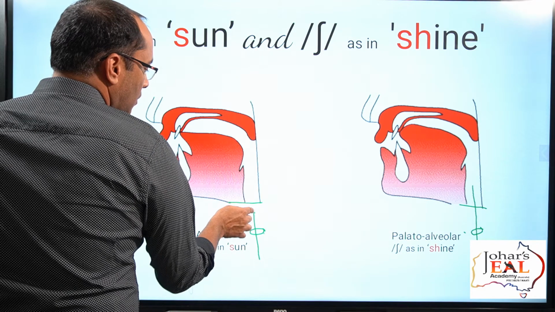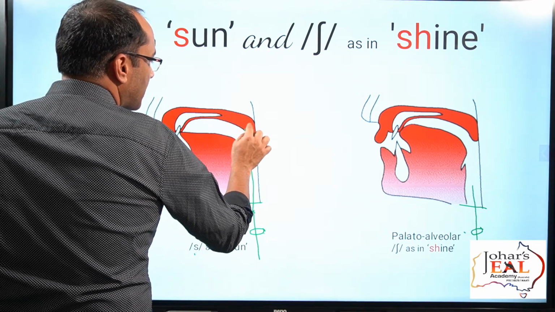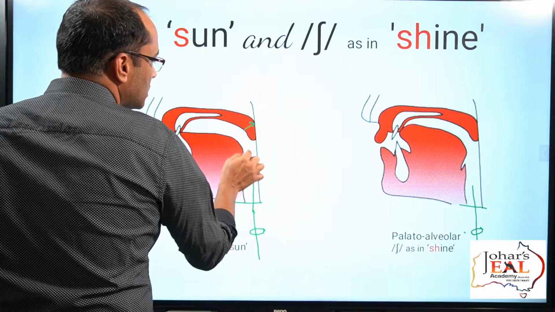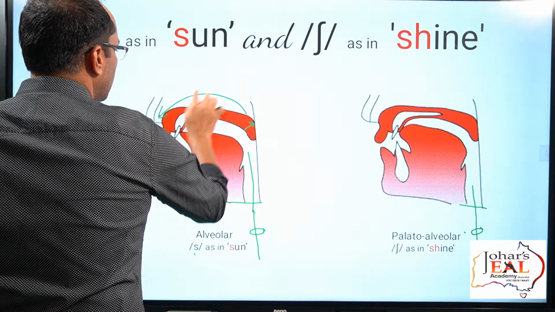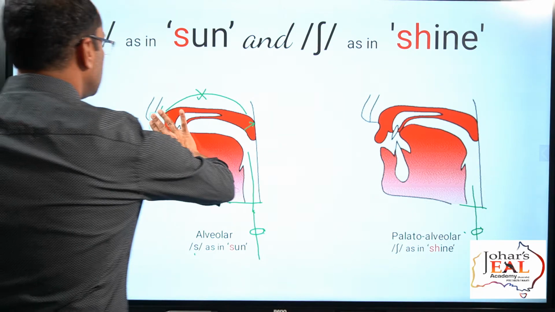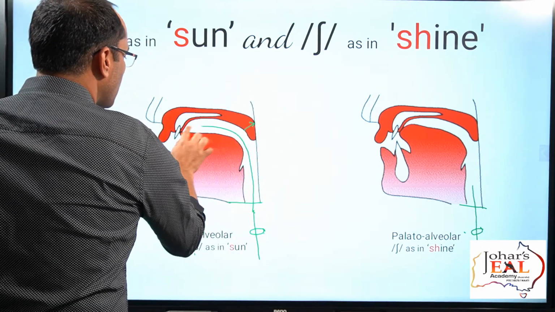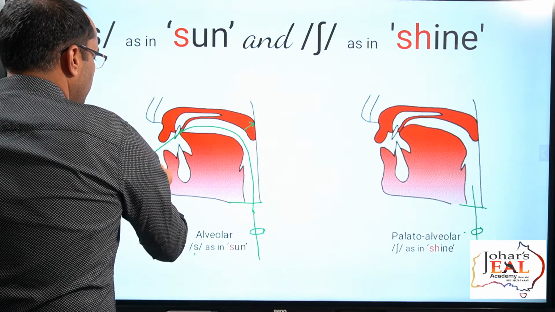Now, what happens? The soft palate is raised against the back wall, so it closes the nasal passage, meaning the air cannot pass through the nose. Then what happens? It passes through here.